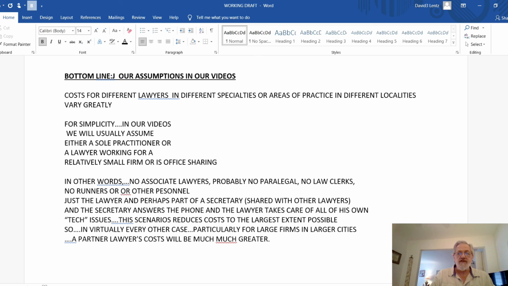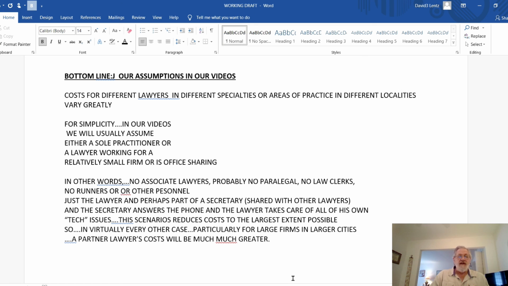In other words, we're not going to talk about associate lawyers, and we're going to assume that this lawyer has no paralegals, no law clerks, no runners or other personnel, just a lawyer, and perhaps he's sharing a secretary with at least one or maybe two other lawyers, and that the secretary answers all the phone calls. And the lawyer is going to take care of all of his tech issues, okay? This scenario reduces cost to the largest extent possible.